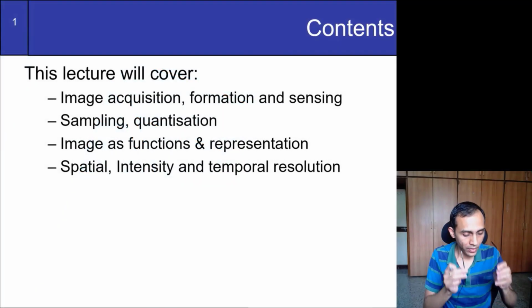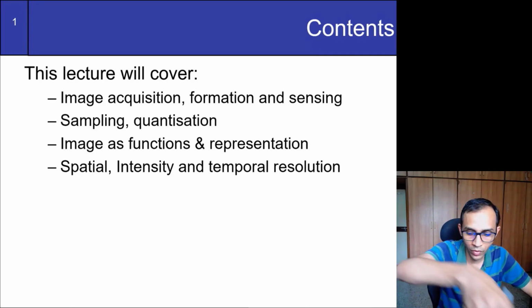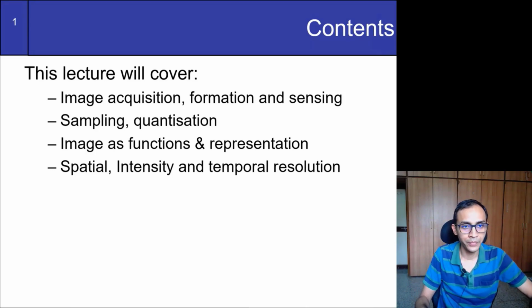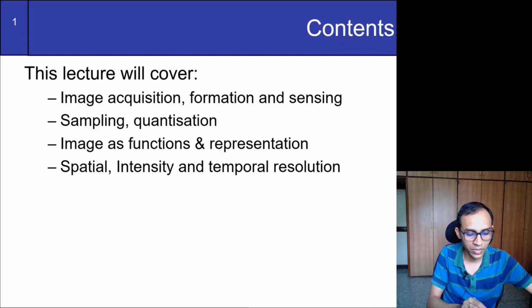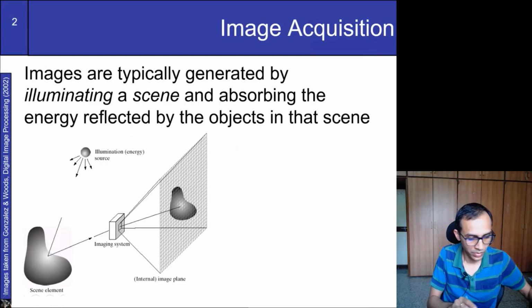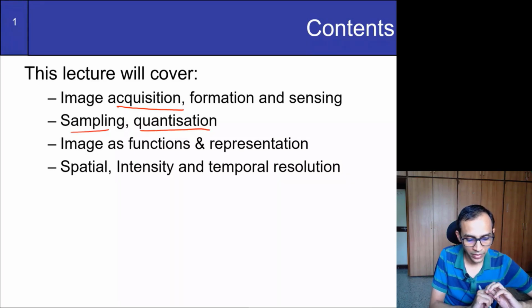So now we are going to go into a bit of technicalities. The first thing that we want to discuss is how images are formed. So the basics of image formation: we are going to discuss how images are acquired, and then we'll discuss digital images mainly, because we are going to deal with digital images. Digitization involves something called sampling and quantization. So we'll discuss something about that.